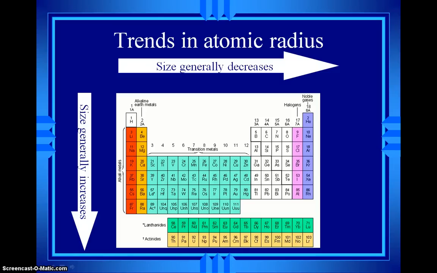So on your periodic table for atomic radius, or atomic size, I want you to draw in arrows showing the trend. Across the periods, the size generally decreases as we go to the right, and as we go down a group, the size generally increases.